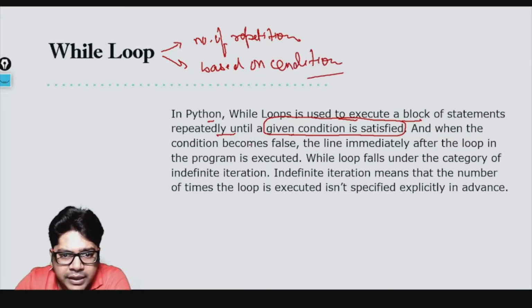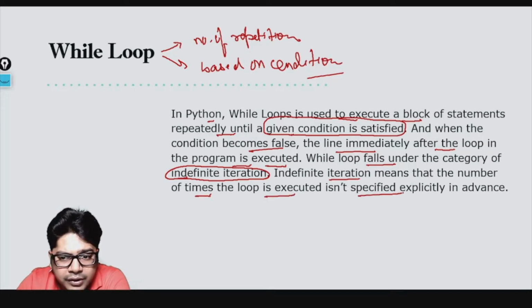When the condition becomes false, the line immediately after the loop in the program is executed. While loops fall under the category of indefinite iteration. You do not know how many times it is going to run. Indefinite iteration means the number of times the loop is executed is not specified explicitly in advance. And that is the reason you are using while loop, because you go ahead with a condition. As long as the condition is true, the loop will work. The moment it becomes false, the loop will come to a halt.